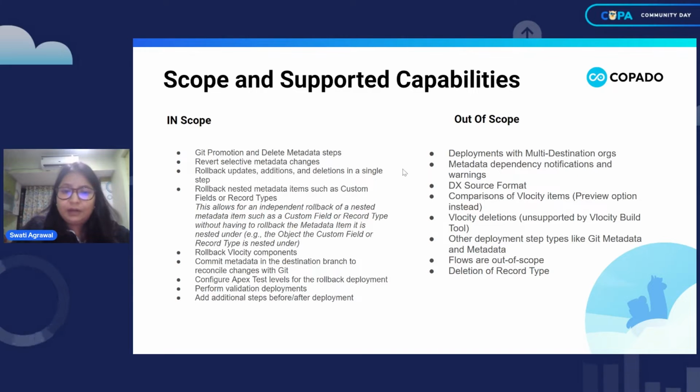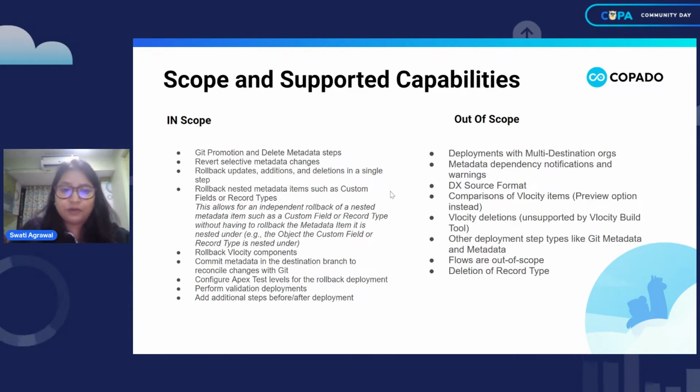You can configure test levels on the rollback page. You can perform validation rollback. So let's say you don't want to do an actual rollback. Before that, you want to do a validation. So you can perform a validation rollback deployment. And you can also mention any pre and post deployment or rollback steps, if any.